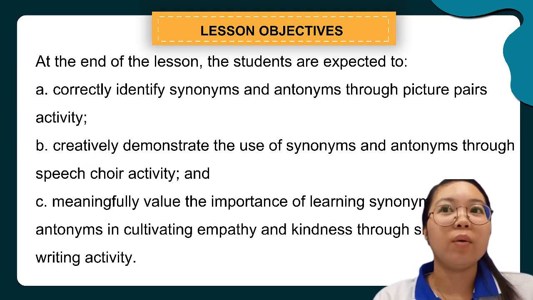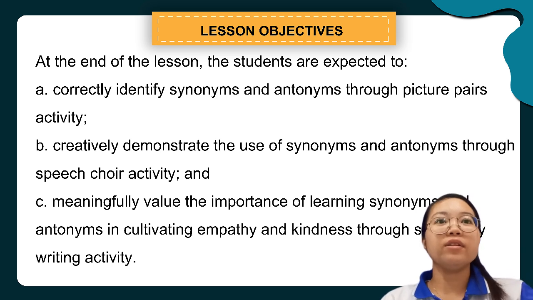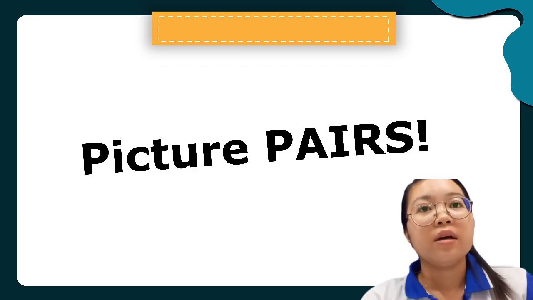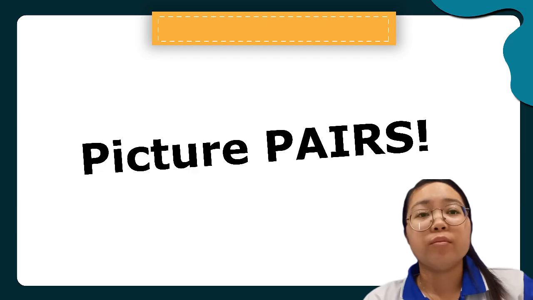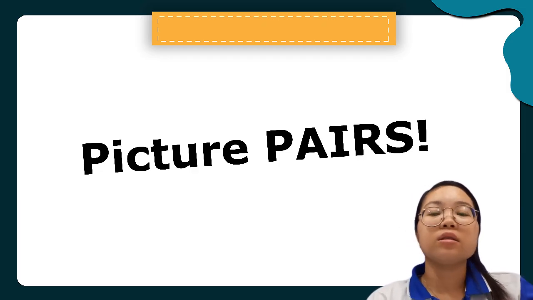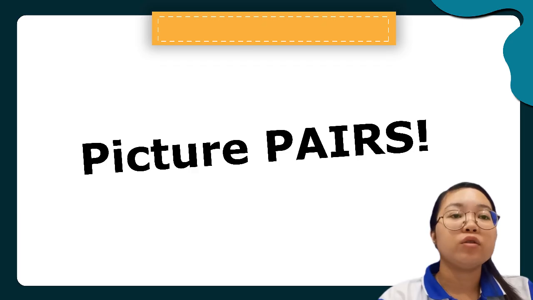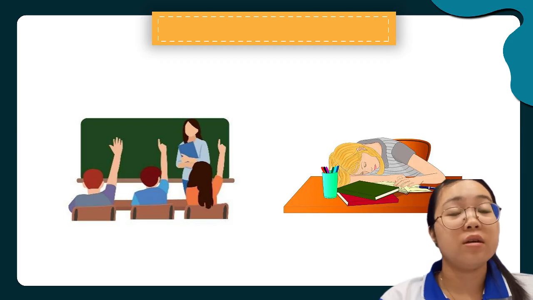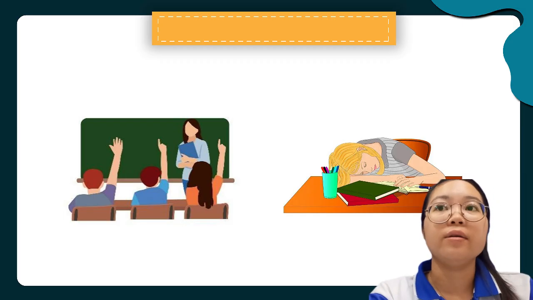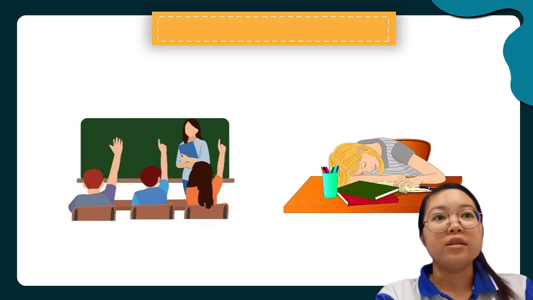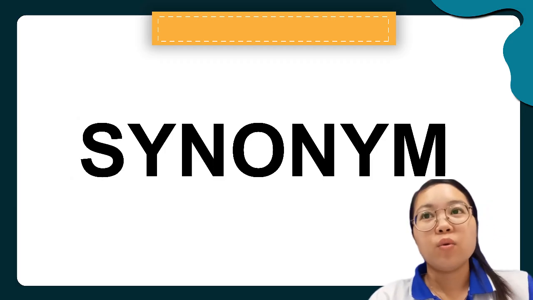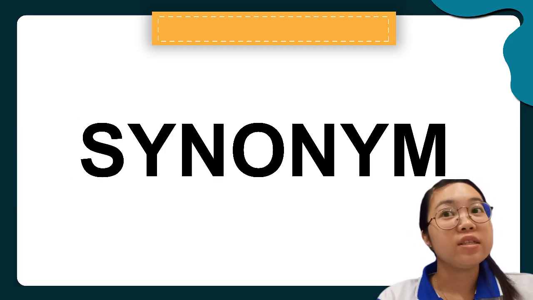Okay, before we delve into our discussion, we have another activity entitled picture pairs. So the instructions: look at the pictures carefully, describe what you see. Okay, this is the first picture. What do you think is the answer? What message is this image trying to convey? Okay. Is it opposite or same? Okay, very good, class. So, our topic for today is all about synonyms, and antonyms rather. So, what is synonym first?